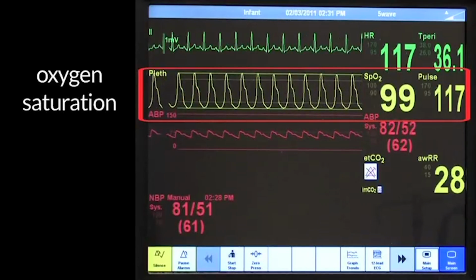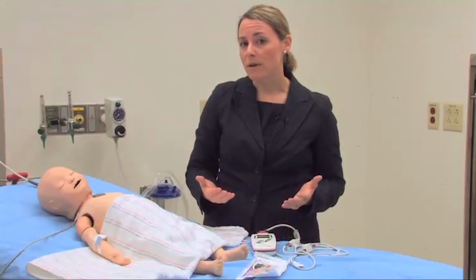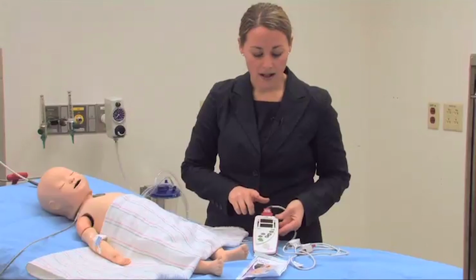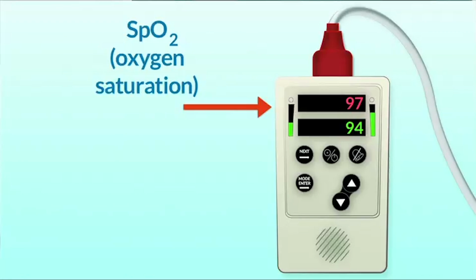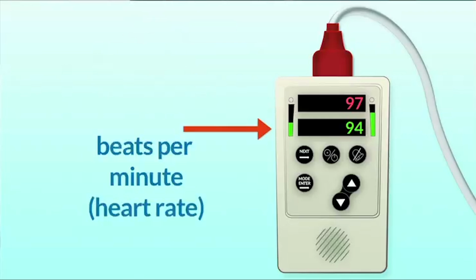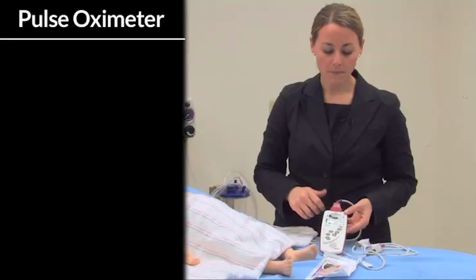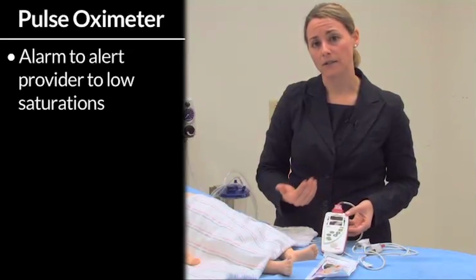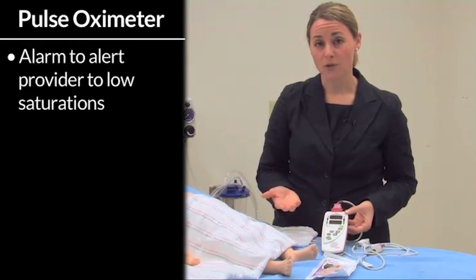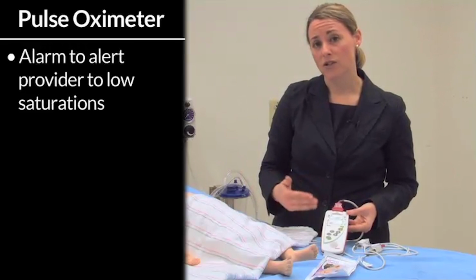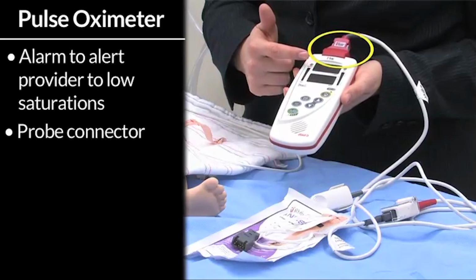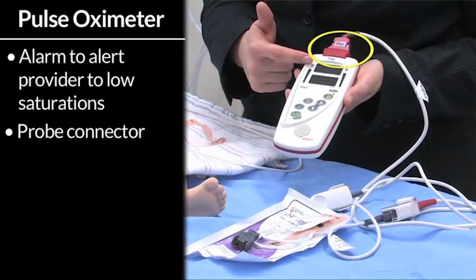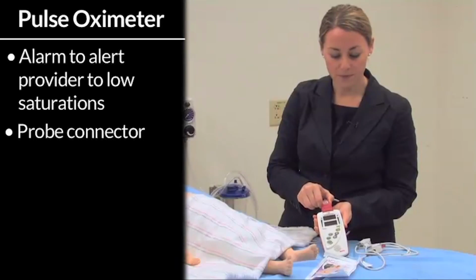see above. All the monitors will include the basic features, which include an area for which you can see your SpO2, or your saturation of oxygen, and one area where you can see your beats per minute, or your heart rate. They should also usually include an alarm setting, which will denote to the healthcare provider when the oxygen saturations are low. They all also will come with a probe connector, which allows you to connect the probe to the device.